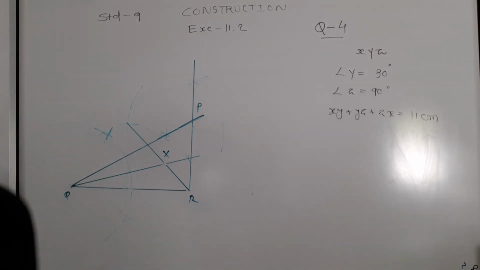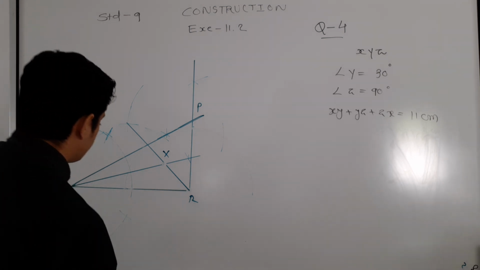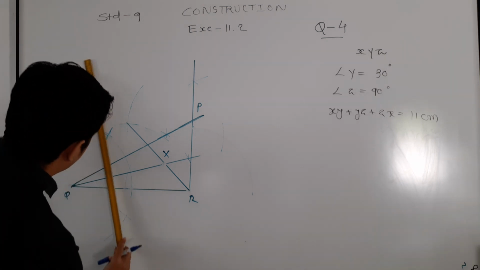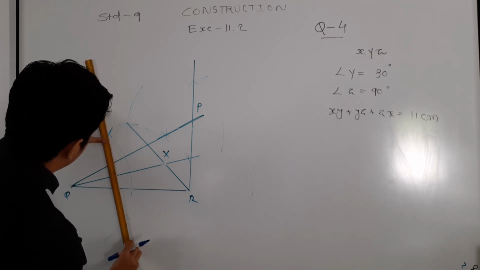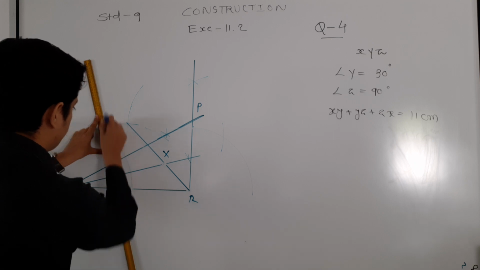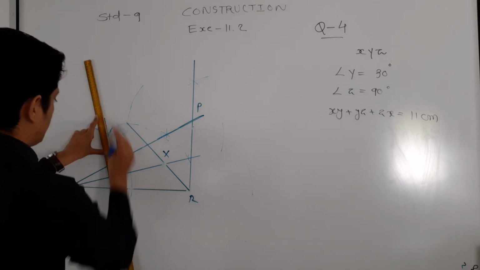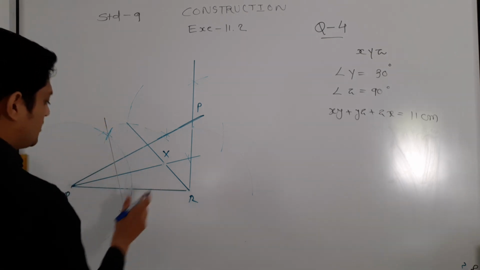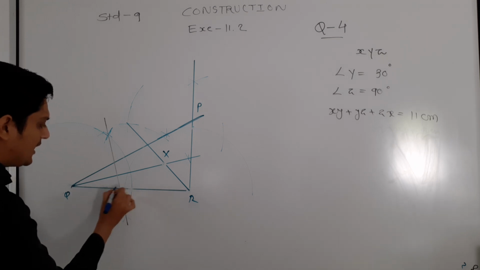Yes. Okay, so this one, I am now using a black pen, so that you people can clearly identify. So this is our bisector of PQ, and let's call it Y.